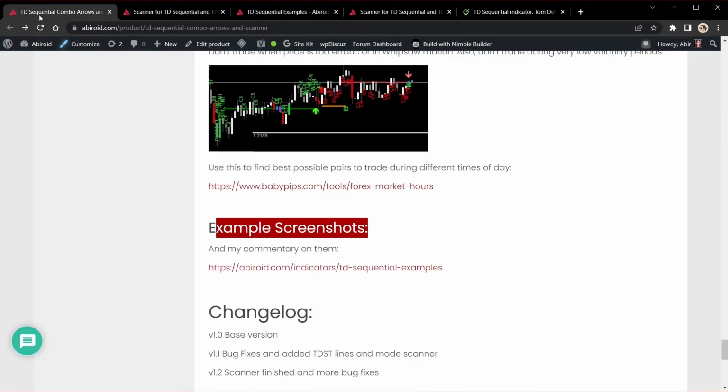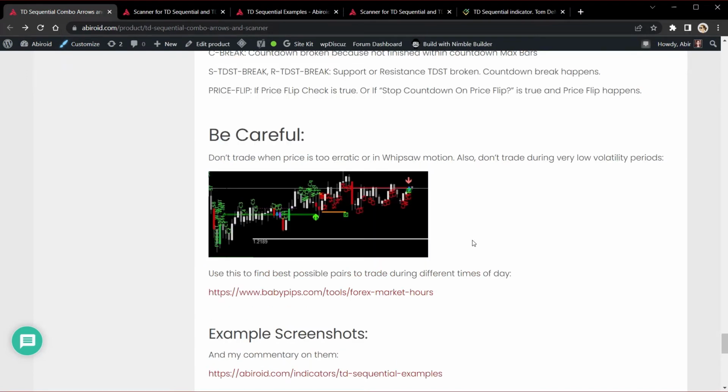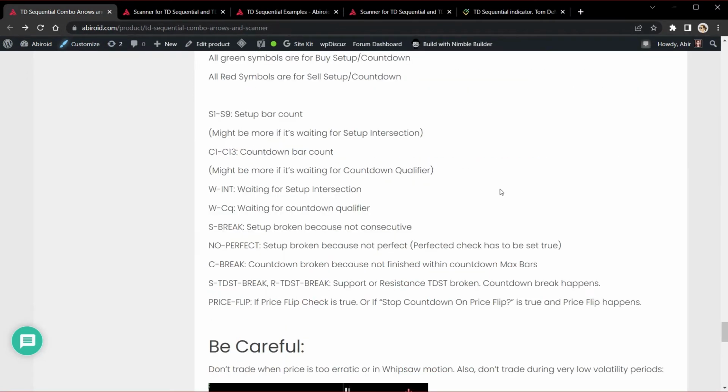Let me go back, and you can take a look at this page to see what each of these symbols mean. In the arrows indicator, you will get plenty of these debug messages. You can turn them off if you like. If you feel the chart is too cluttered, you can just turn them off. But just take a look at what each of these symbols mean.